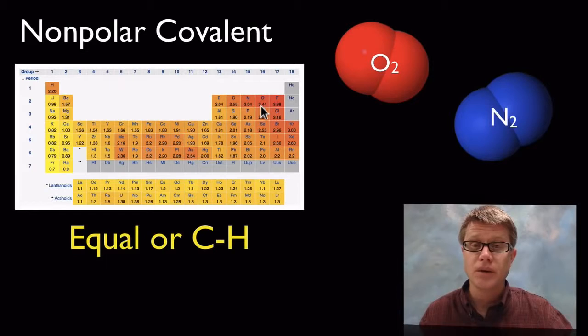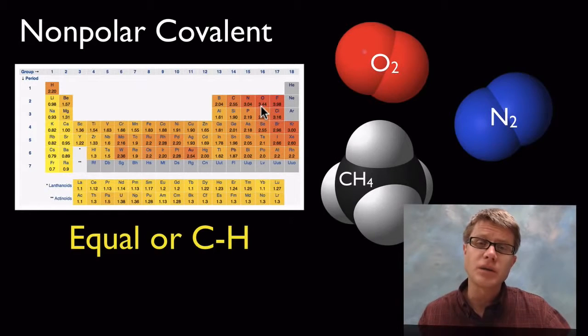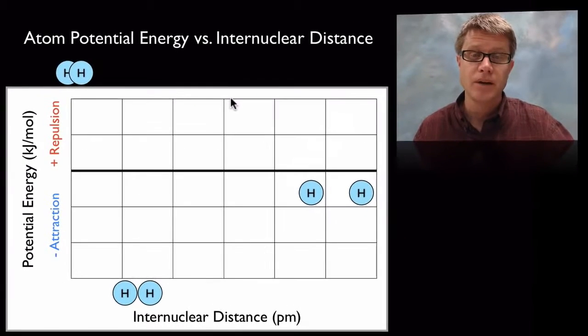Same thing with nitrogen. Remember, if we're ever connecting carbon and hydrogen, they're going to share the electrons equally. And so we'd also call that a nonpolar covalent bond, like in methane. Now we can study these using a graph like this, where we put potential energy on one side and then we put internuclear distance between the two.